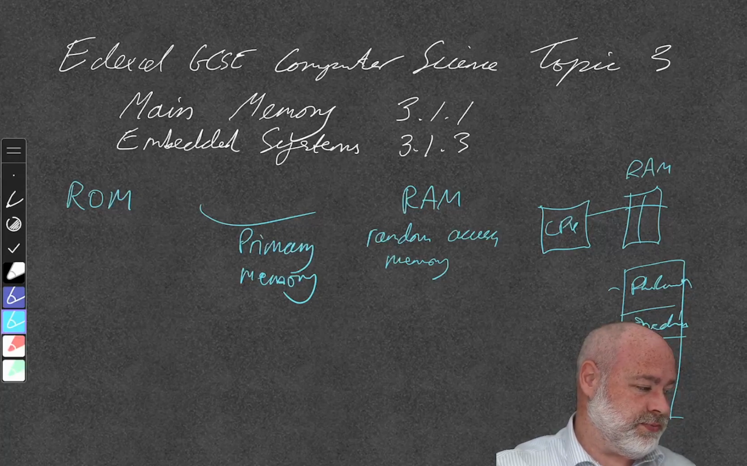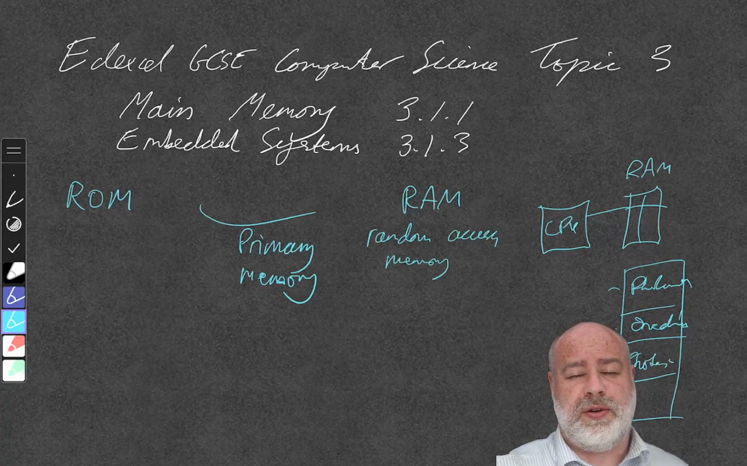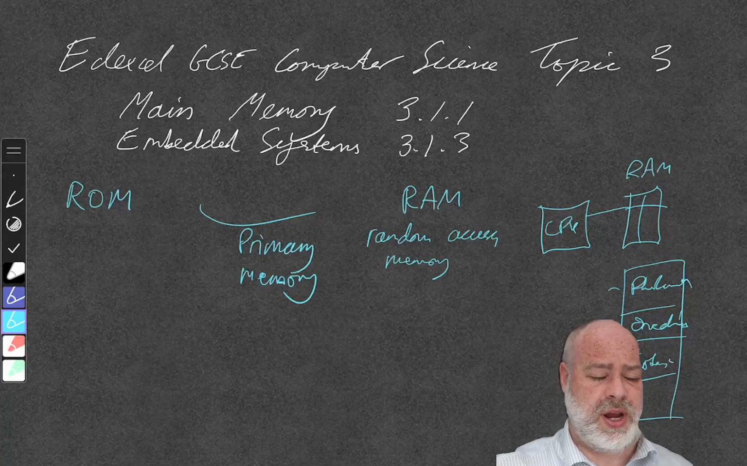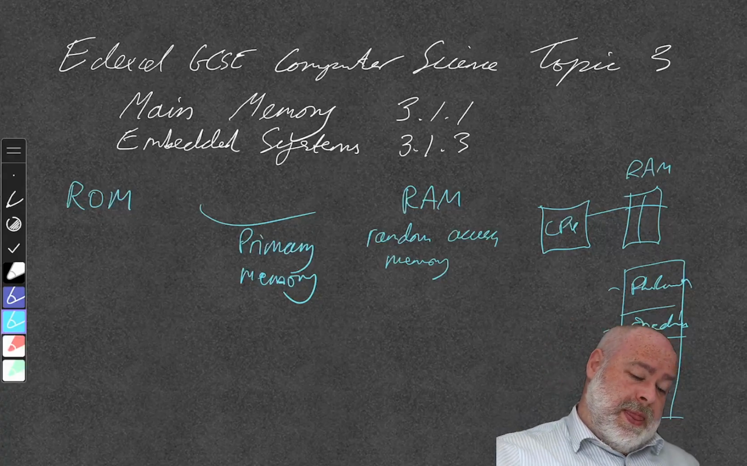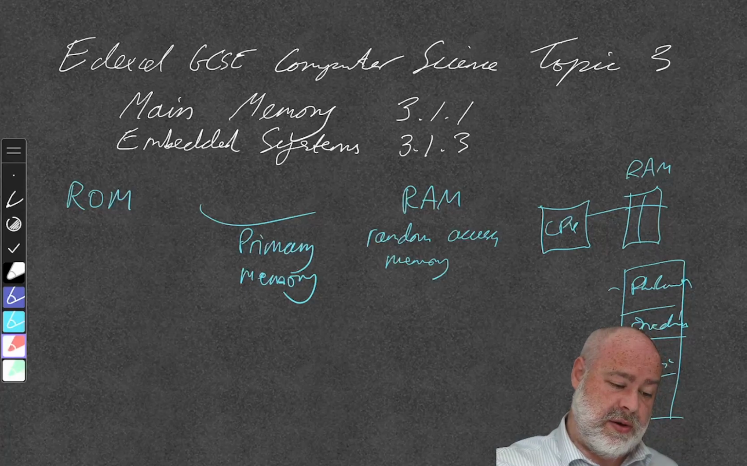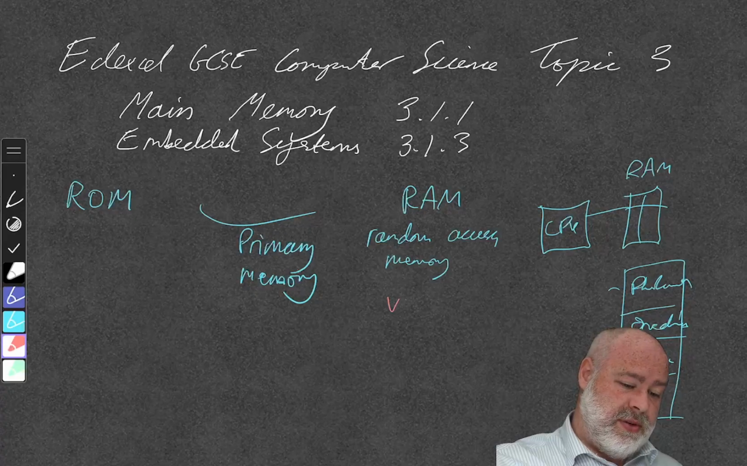It would be just too slow to access all of the Photoshop files and everything we need to do from secondary storage all the time. Primary memory is much quicker. And here's the difference in terms of primary memory that you need to know. RAM is something called volatile memory.